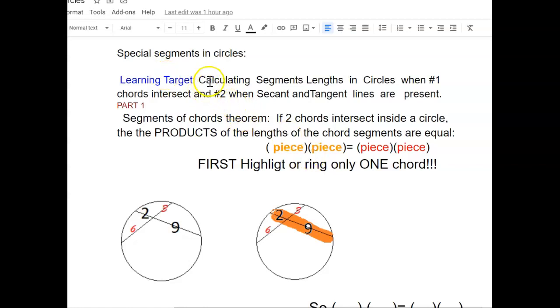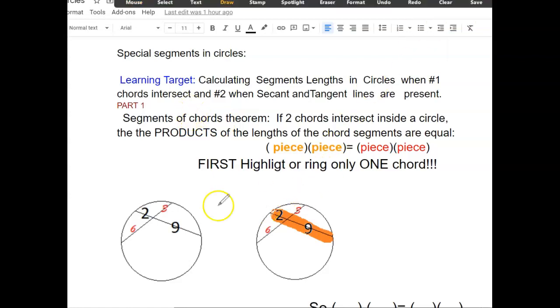Today we're going to be talking about special segments in circles. Our learning target is to calculate the segment lengths in circles. Number one, the first thing is when chords intersect inside the circle, like this example here. And the second thing we're going to learn about is when secant and tangent lines intersect outside the circle. So let's do the first part.